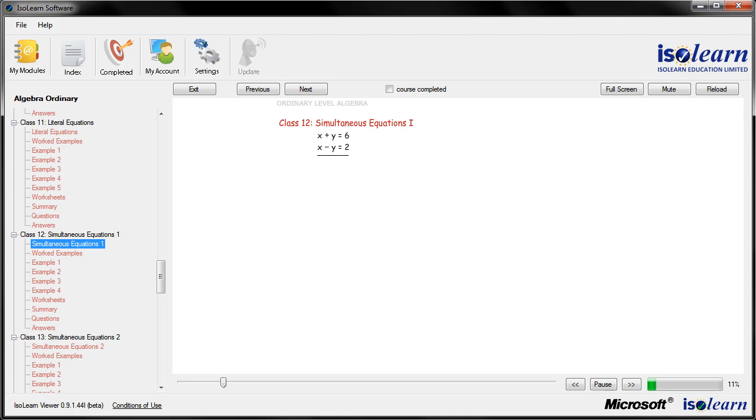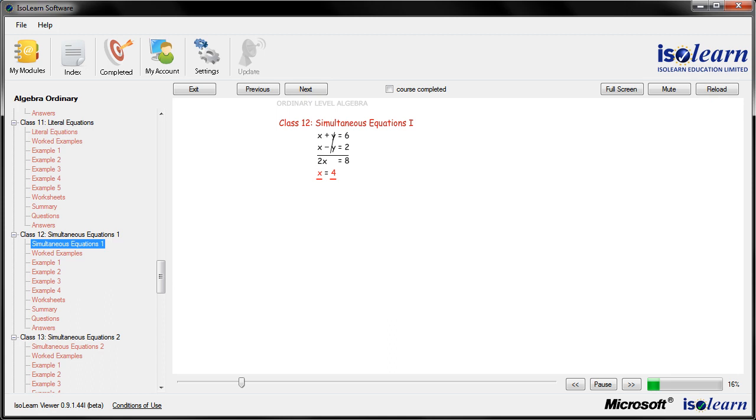You can add the two equations together. X plus x is 2x. The y's cancel. 6 plus 2 is 8. Solving for x gives x equals 4.